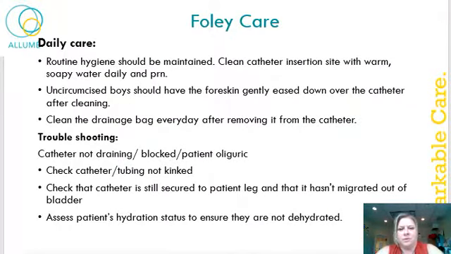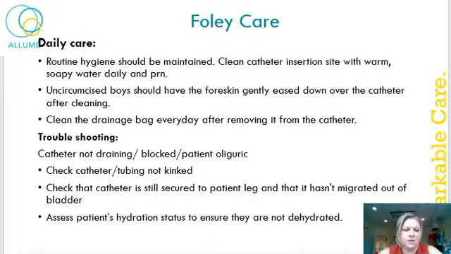As far as care of a Foley catheter, daily care should always be done, and PRN. Clean with warm, soapy water daily around the catheter insertion site. Uncircumcised boys should have the foreskin gently eased down over the catheter after cleaning. Clean the drainage bag every day after removing it from the catheter.